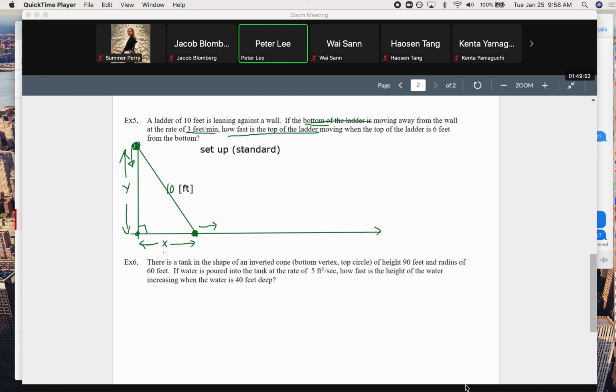This is going to be x squared plus y squared is equal to 100. So this is the equation which relates x and y. Now, what is the condition? The condition says that the bottom of the ladder is moving away from the wall at the rate of 3 feet per minute. If the bottom point is moving away at the rate of 3 feet per minute, that means x is actually increasing. So what we have is dx/dt is equal to 3 feet per minute.